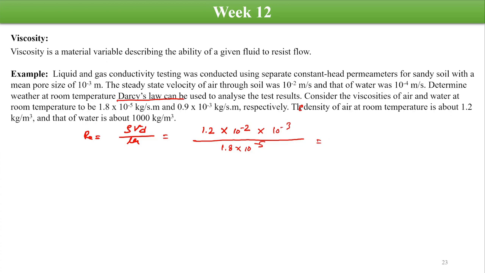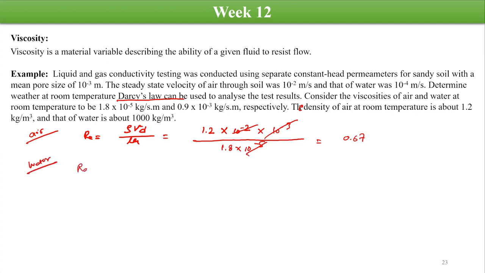So how much are we getting? 10 to the power minus 2, 10 to the power minus 3, 10 to the power minus 5. Those will cancel out. 1.2 upon 1.8 will result in 0.67, right? Then this is for the air. Now let's see for water.